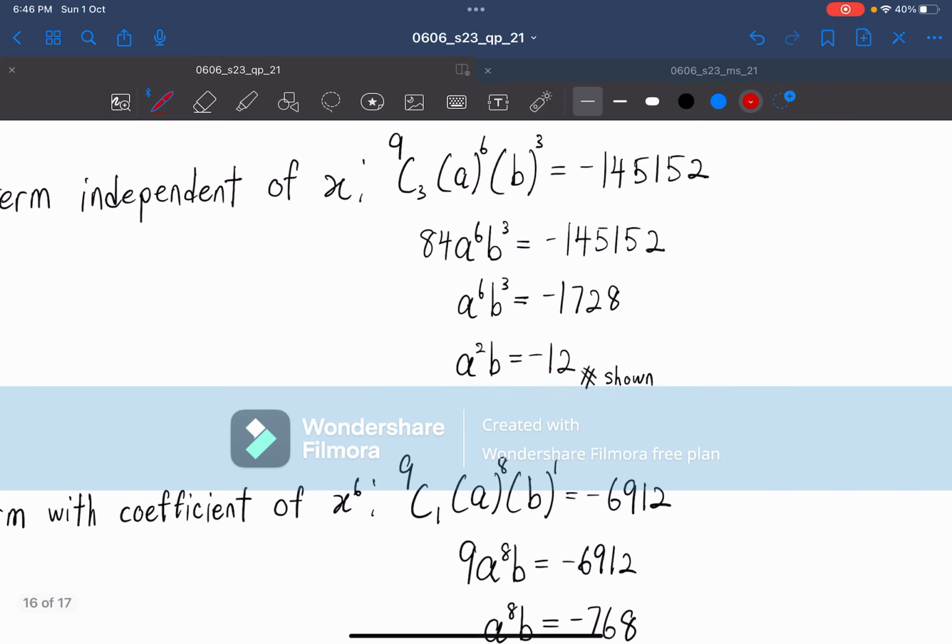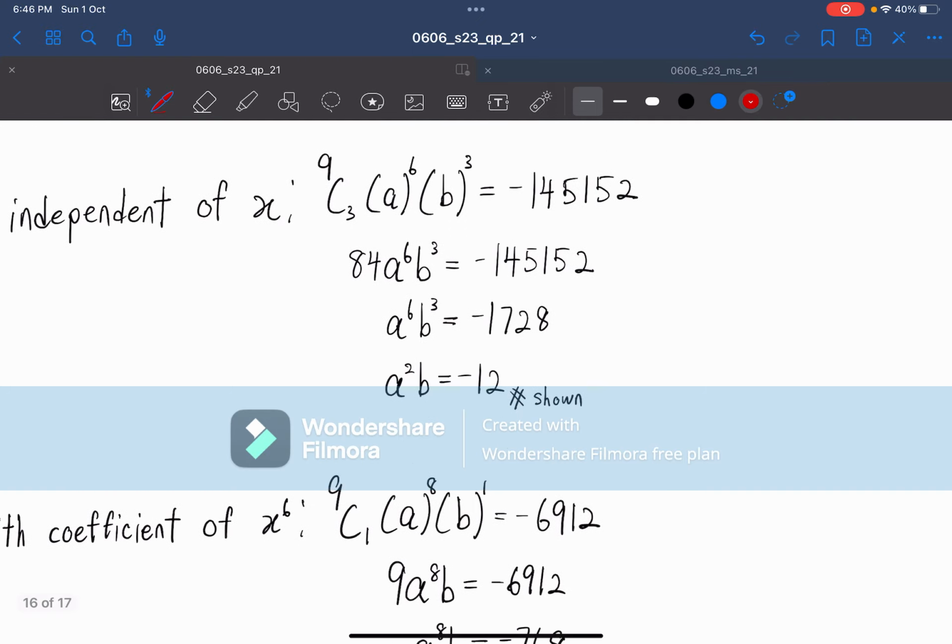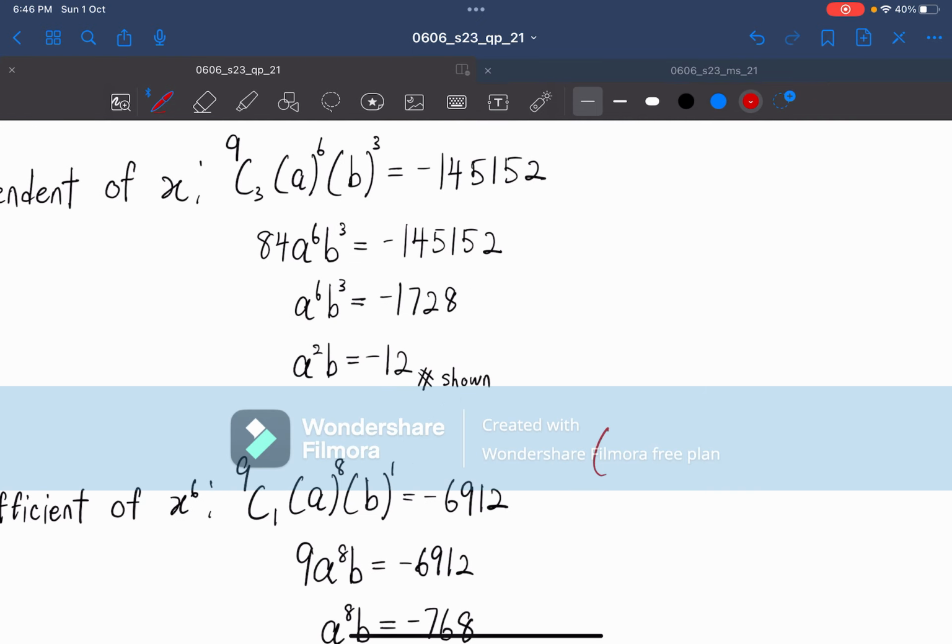So same thing with the coefficient of x to the power of 6. It's the same thing. You have to be familiar with numbers. Same idea, it's just like 9CR AX. Ask yourself, what number can I get? What number multiplied by this will give me x to the power of 6?